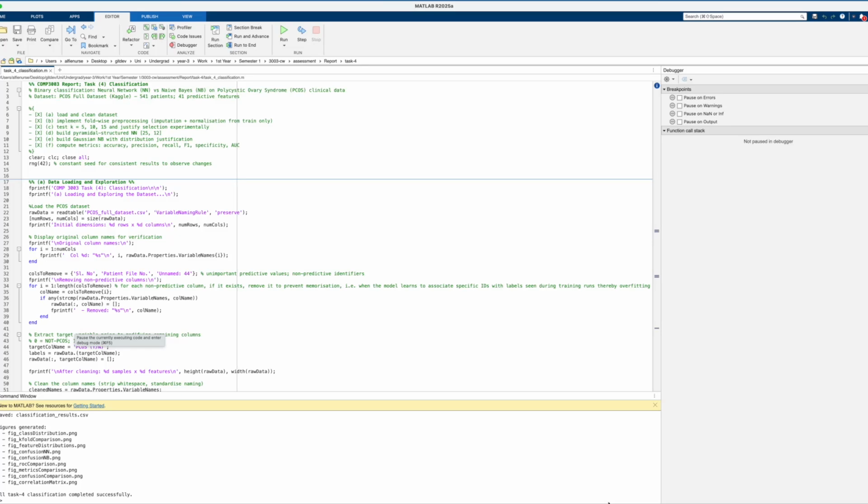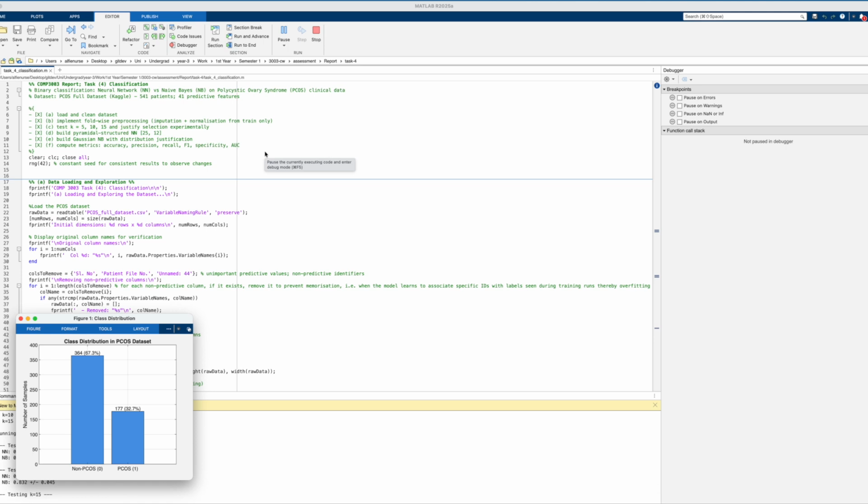So this script will run binary classification on a PCOS clinical dataset, comparing a neural network against a naive Bayes. First, I'll just show that the code works, where various figures will be generated that I'll discuss later.